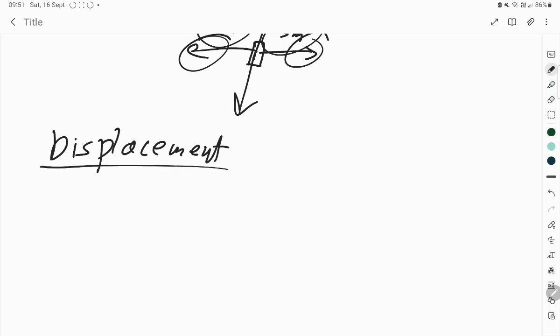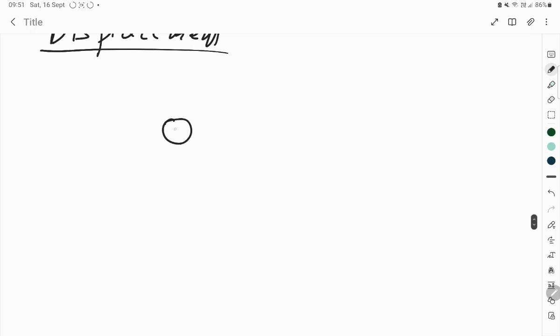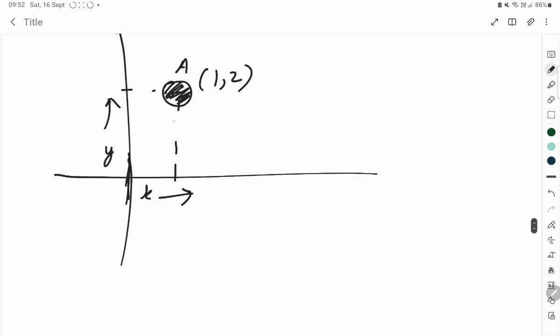Now let's come to displacement. Displacement is the change in position of an object. It's different from distance. For example, if an object was at point A, and let's imagine a two-dimensional Cartesian plane, with the y-axis here and the x-axis here, and suppose the particle was at coordinates, let's see, 1, 2. And then, after some time, you see that the particle has reached here, at coordinates, say, 8, 1.